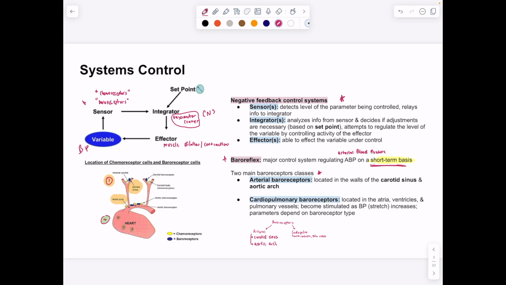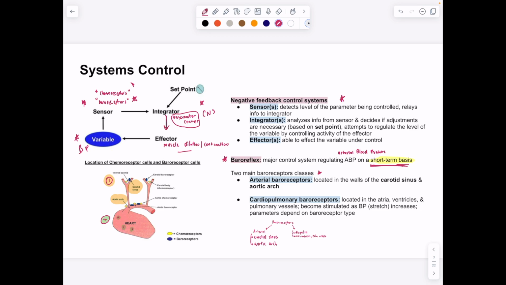Specifically, we use baroreceptors, pressure sensors, and then chemical receptors for oxygen and carbon dioxide to determine what's going on with blood pressure, specifically baroreceptors. That information goes to the central nervous system, our integrator, and then based on the information from the sensors, it's going to send instructions to our effectors, aka to do muscle dilation or contraction to maintain blood pressure or increase heart rate, etc. Okay, so the baroreflex is really what we're focused on, at least initially.